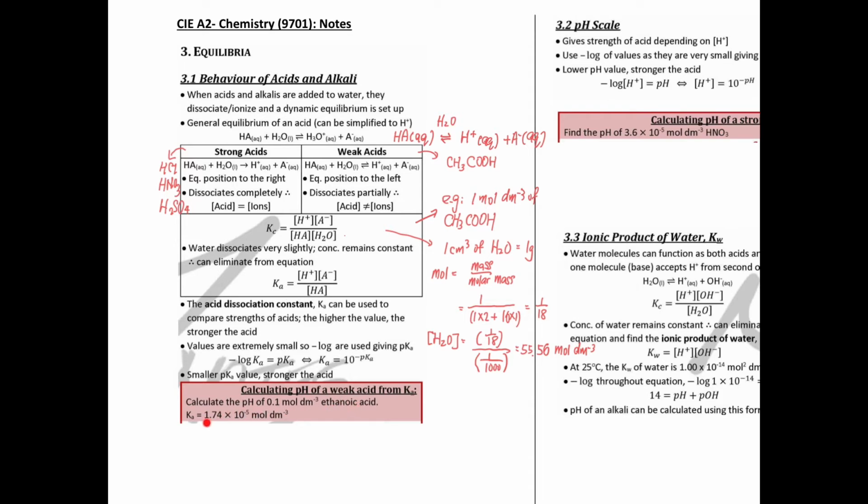The Ka is 1.74 times 10 to the power of minus 5 mole per dm cube. So you can see it is a very small value, meaning that they are very weak acids. Weak acid.